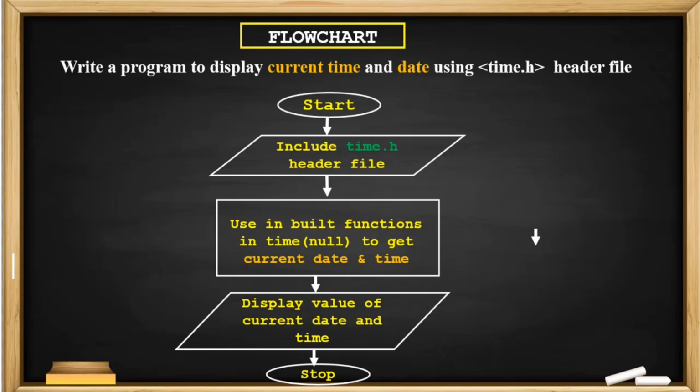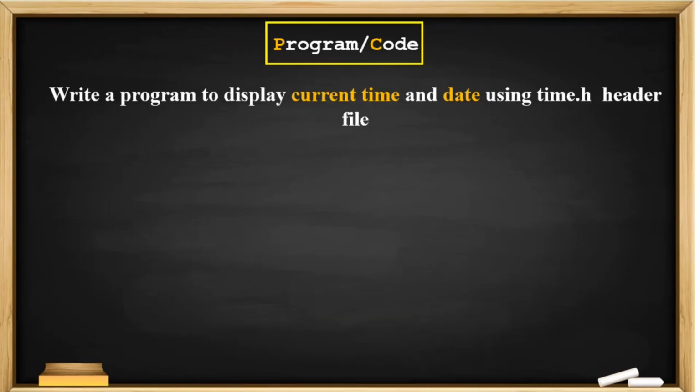Later, time function is used to compute current system date and time as shown in the rectangular box, which is process block. Later, computed values of date and time are displayed using input-output box. Flowchart ends with stop.